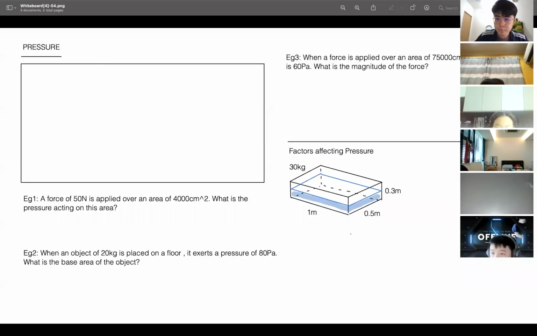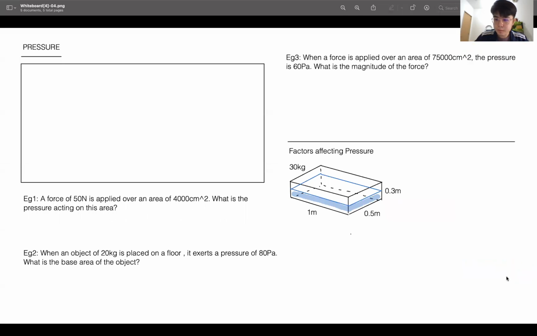So today we're going to look at the next chapter, force and pressure. And after this, if you have any problem with the homework, we'll discuss the question later.